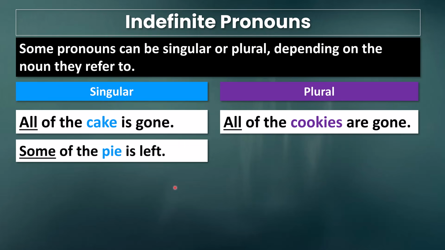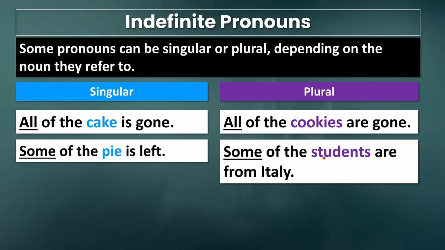Here's another example. Some of the pie is left. Again, pie is singular, so the verb would also be singular. Whereas some of the students are from Italy. Here, some is referring to the noun students, which is plural, so we require a plural verb. So just pay attention to the context of the sentence.